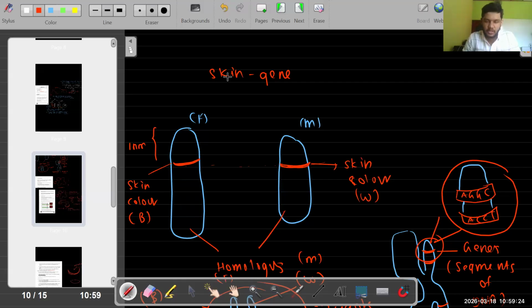Now, answer this question. What are the alleles? Alleles means alternating versions, different variations, versions. We can use various words. Now, if the gene is skin color, what are the alleles? Black skin, white skin. Very good. You have understood that. If the gene is skin color, allele means black or white.